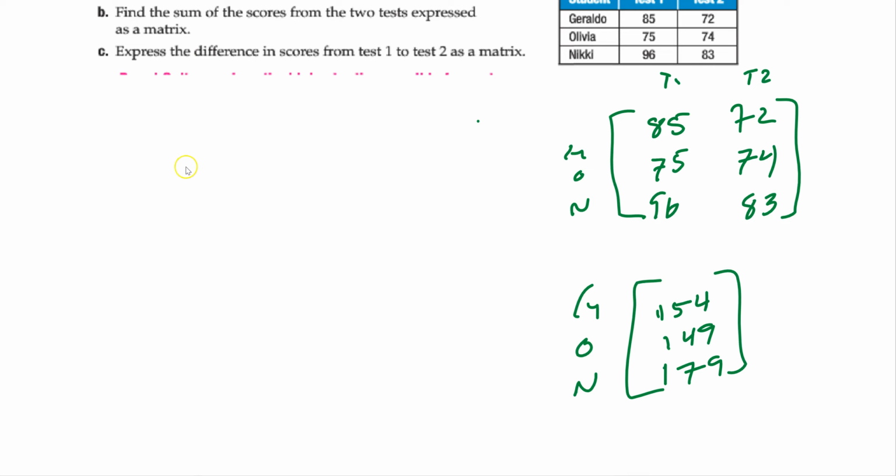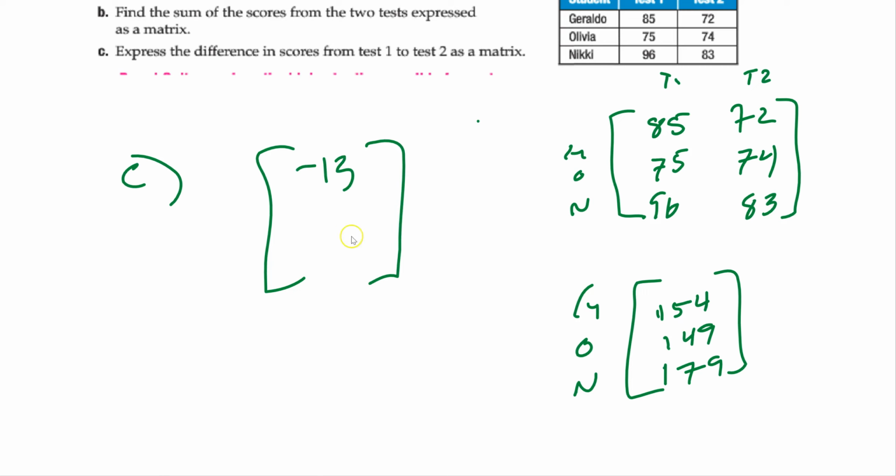And then C says, express the difference in scores from test 1 to test 2. So let me subtract test 2 from test 1. Okay. So 72 minus 82 is -13, -1, and -13. And that's all they want me to do.